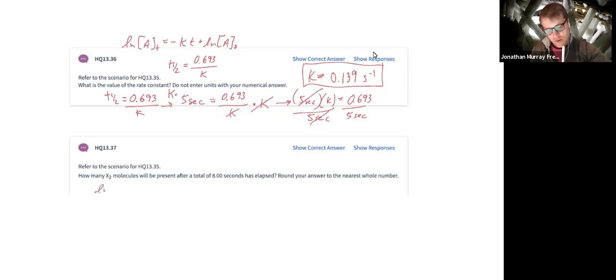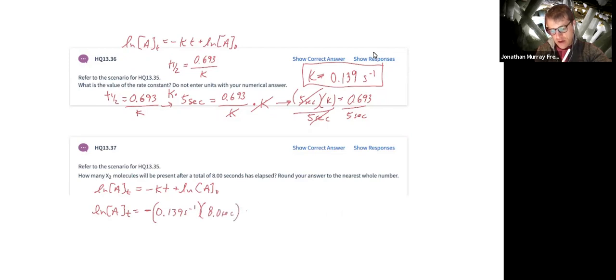So we've got the natural log of concentration at time t. That's our unknown. We want to know at 8 seconds, that's time t, 8 seconds into this reaction, what's our concentration? It equals minus kt plus natural log of A0. So A_t is our unknown. We know our rate constant is 0.139 inverse seconds. We know our time is 8 seconds into the reaction, and we know that our initial concentration from the data previously presented was 12 molar.